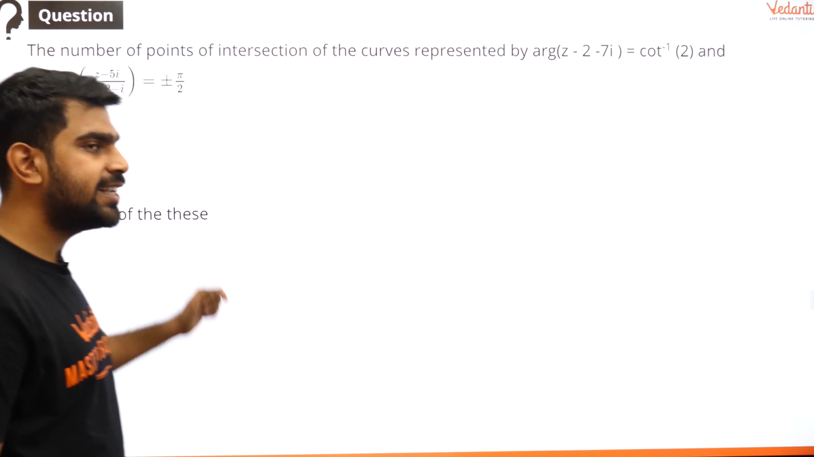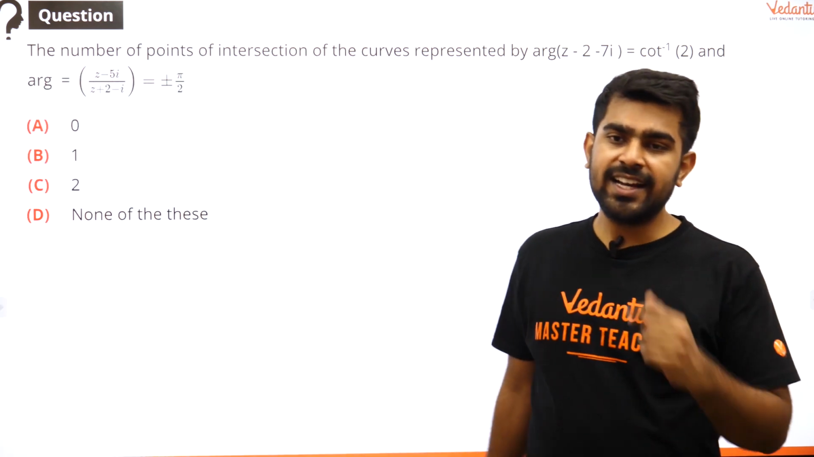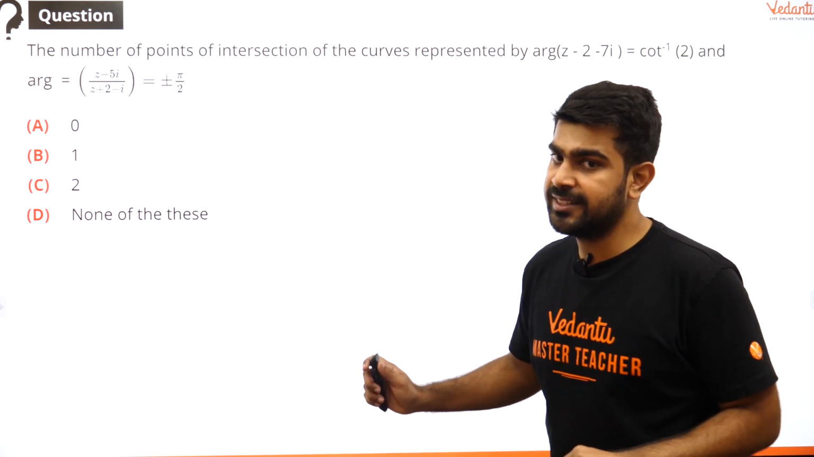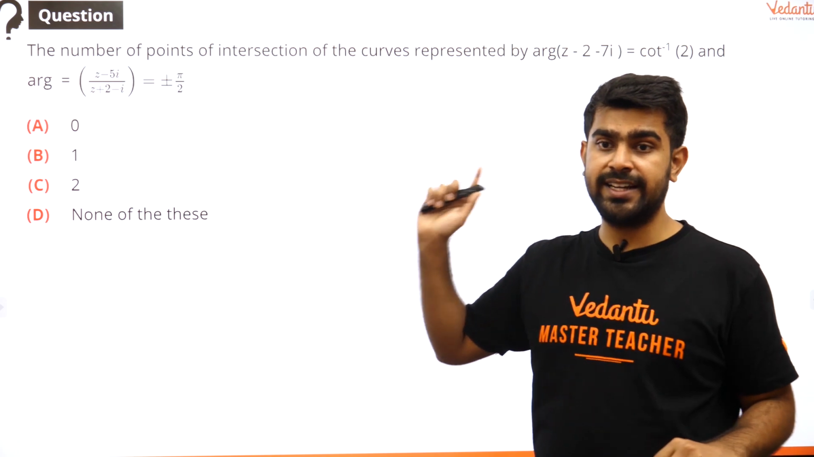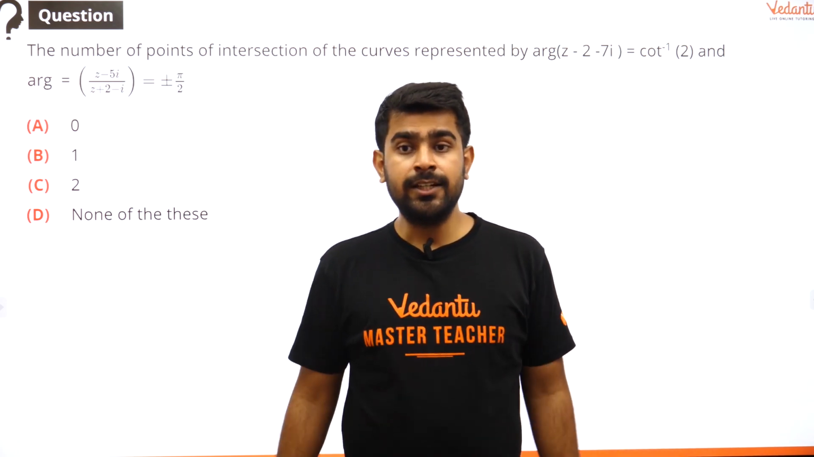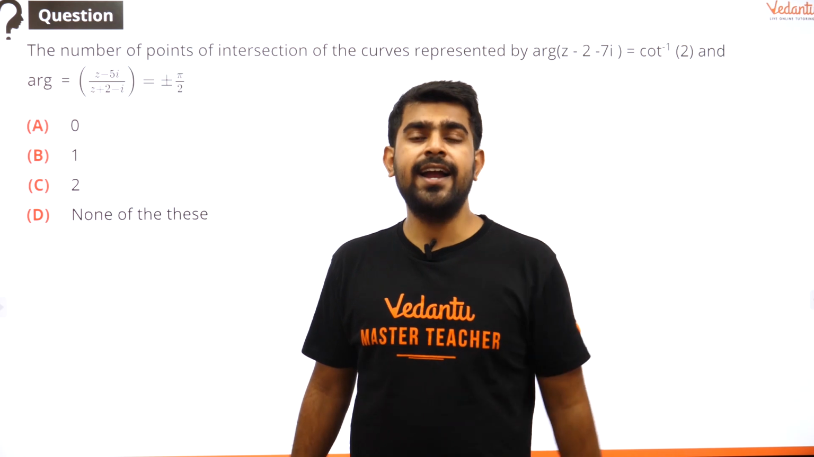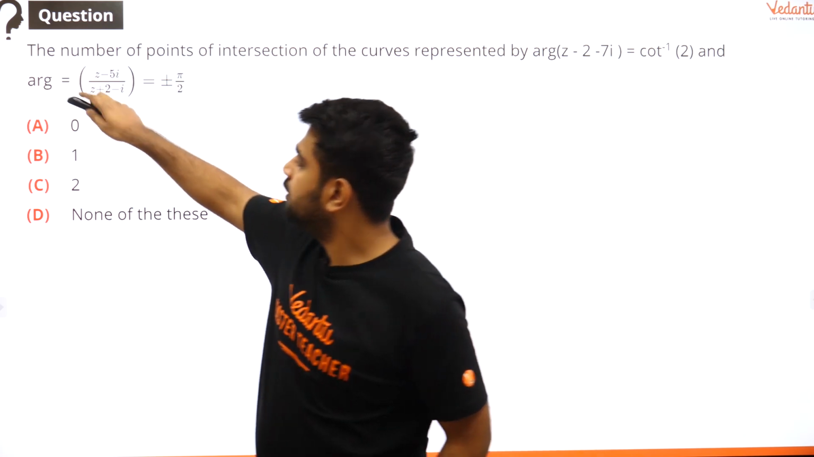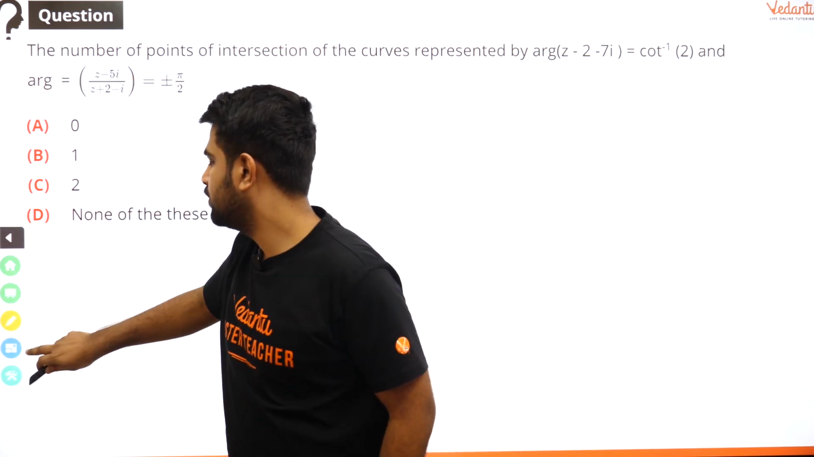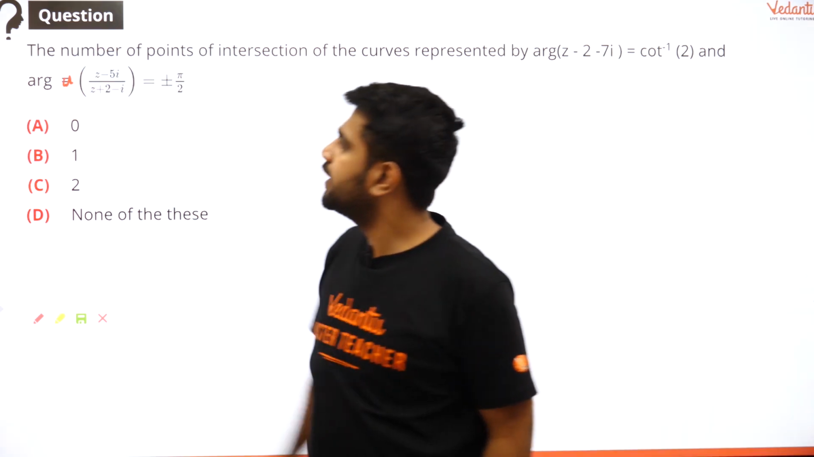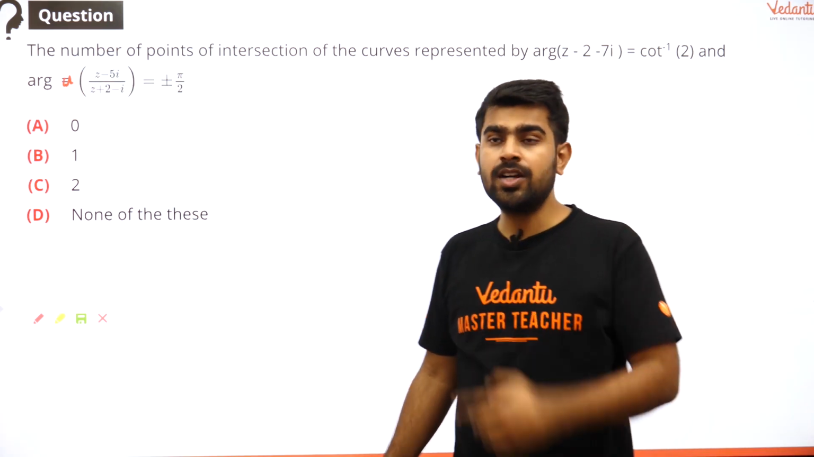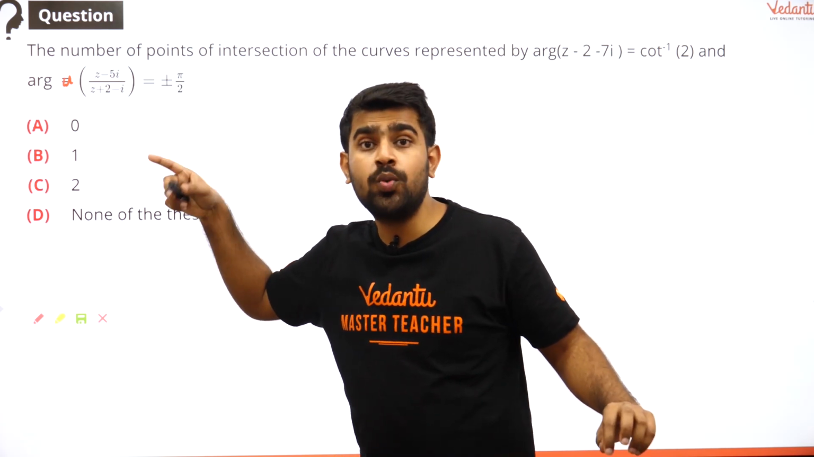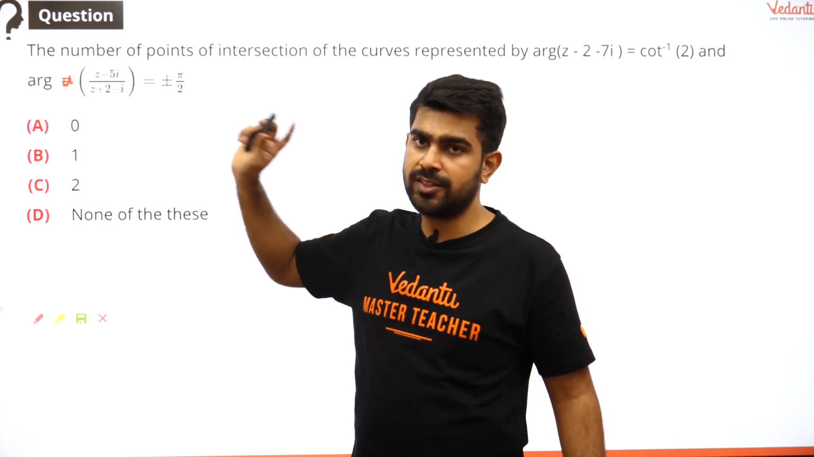Now the next one is a geometrical question. So what are they asking here? The number of points of intersection of the curves represented by argument of z minus 2 minus 7i is equal to cot inverse of 2 and argument of, what is given over here? Argument of, guys, this is not equal to, let me just erase it. Okay, that is not equal to. So it is the argument of z minus 5i on the top by z plus 2 minus i, that is equal to plus or minus pi by 2.